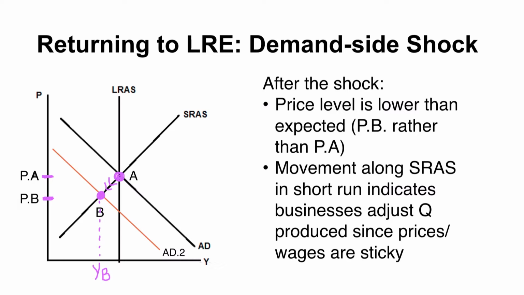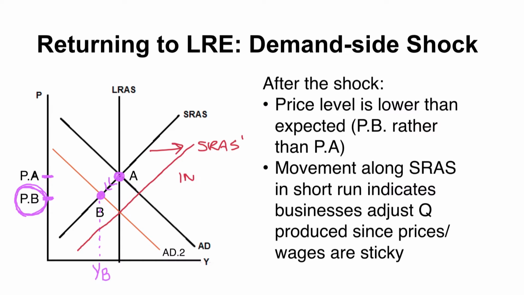Now, in the long run, what happens is that eventually businesses expect the price level to be lower at PB. So they set their expectations, they adjust wages and prices once they are able to do so in the long run to reflect this new lower price level. By doing so, that would cause a shift in the short-run aggregate supply curve over time.